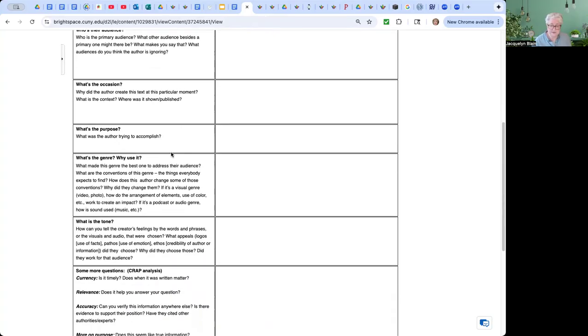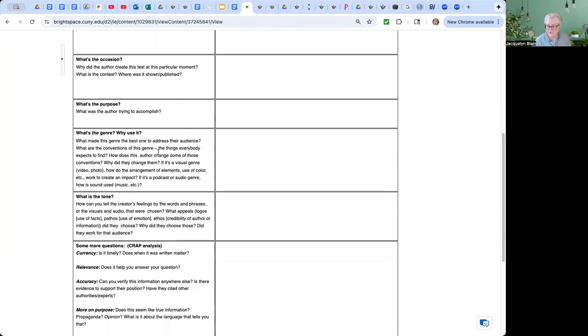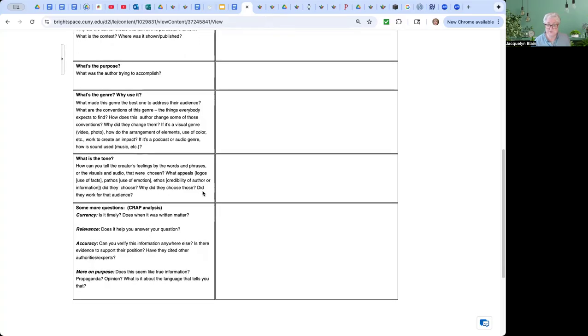Again, specifically, if you want to inform, persuade, or entertain, which one of those is it, and how do you know that? And then here are the genre questions: what made this one the best to address that particular audience? Talk a little bit about the conventions. If it's a visual genre, how does the use of images, sound, colors, and where text was placed affect the impact of the text overall?